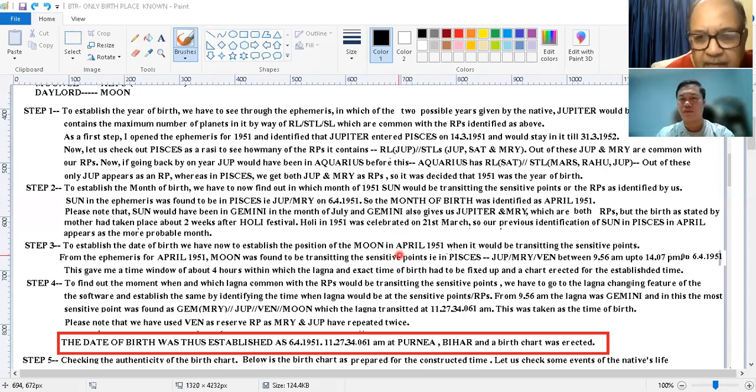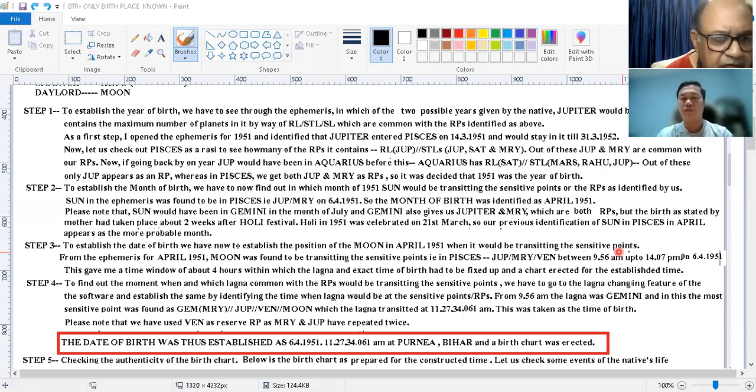Position of the moon in April 1951. The year we have fixed as 1951, the month as April 1951. Now we have to fix the date. To establish the date of birth, we have to establish the position of the moon in April 1951 when it would be transiting the sensitive points. Sensitive points means our ruling planets.